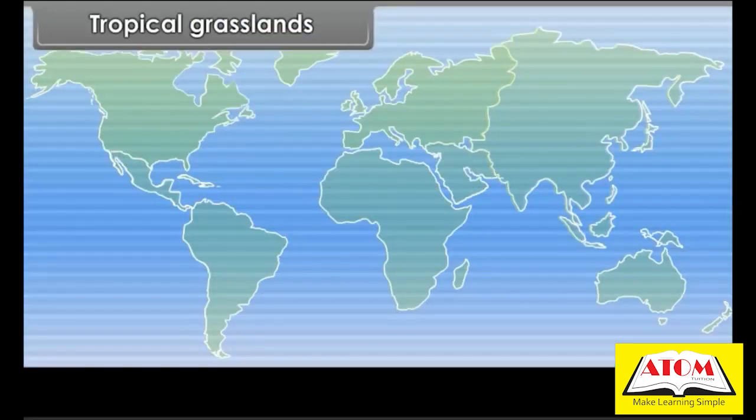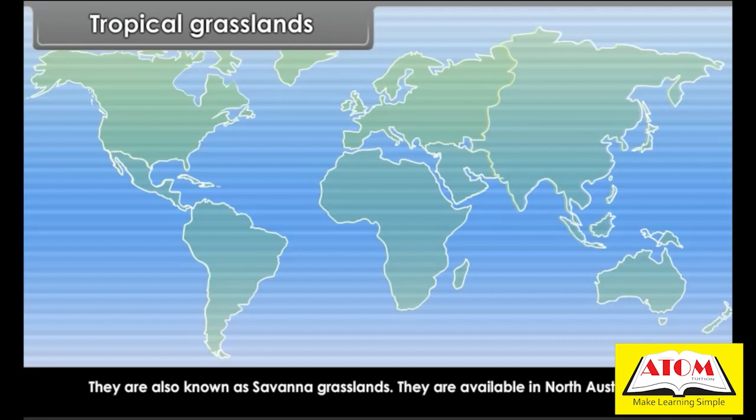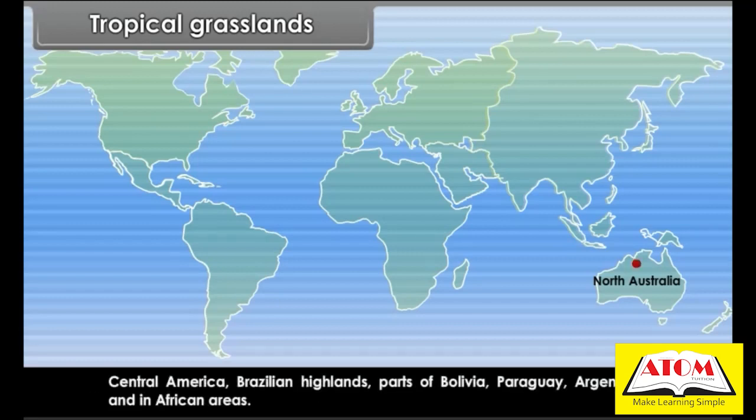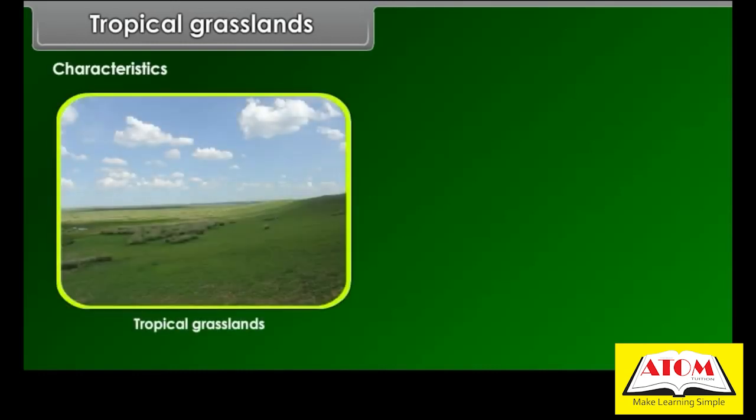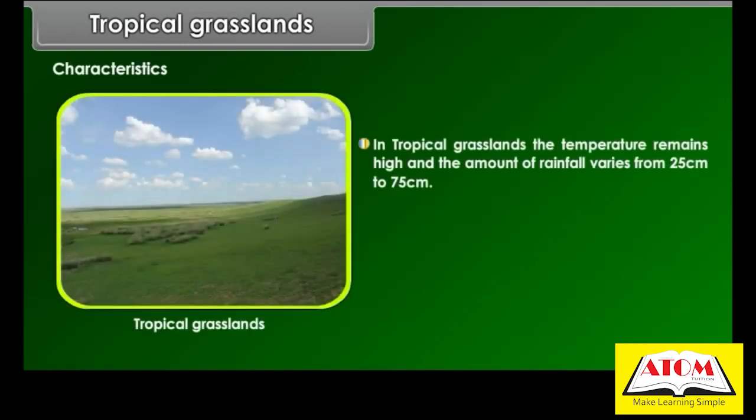Tropical grasslands. They are also known as savanna grasslands. They are available in North Australia, Central America, Brazilian highlands, parts of Bolivia, Paraguay, Argentina, and in African areas. Characteristics. In tropical grasslands, the temperature remains high and the amount of rainfall varies from 25 centimeters to 75 centimeters.